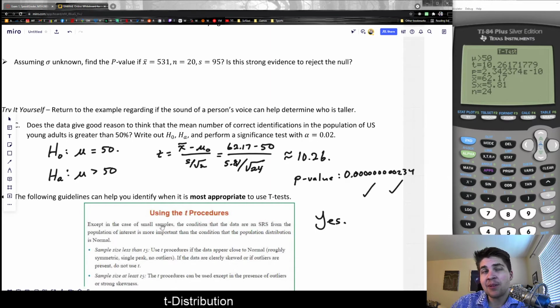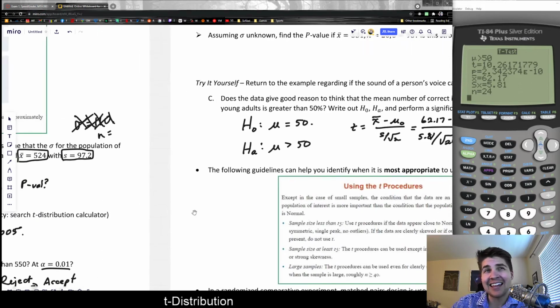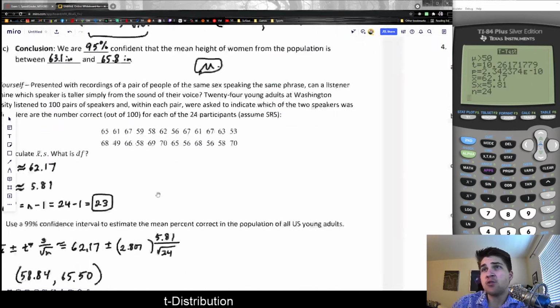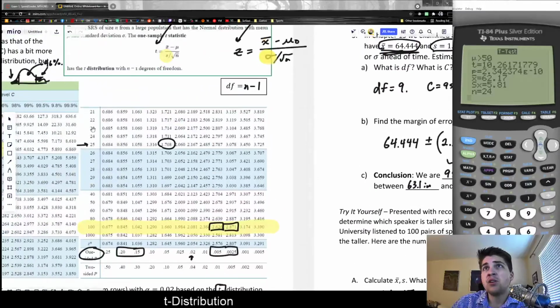Also, if we were to do this in a T-table, I wanted to mention a couple things about it that I think I forgot to before. Notice if we go to DF of 23 and look for our T, here we had a T statistic of 10.26. Notice that 10.26 is nowhere to be found, right? It would be significantly greater than even the last entry in the table. All that means is that the probability is significantly smaller than these, because the table stops at 0.0005, but our probability was 0.00000002. It doesn't go any smaller because anything higher than the table would be statistically significant, since it's way smaller than even your standard alpha levels.